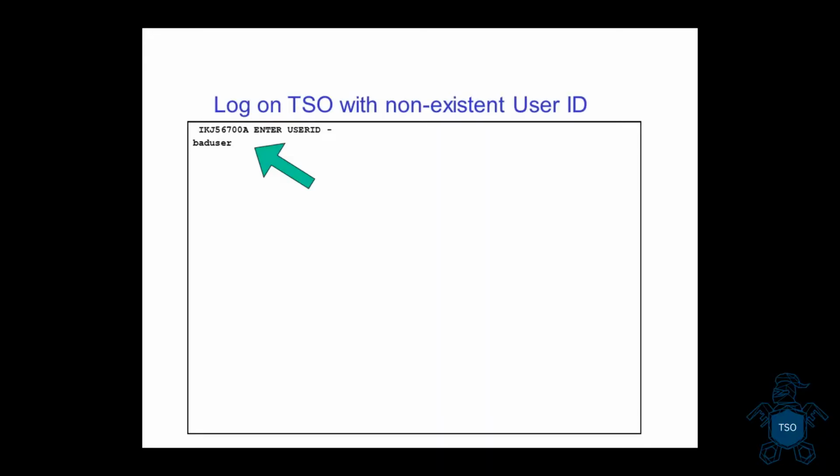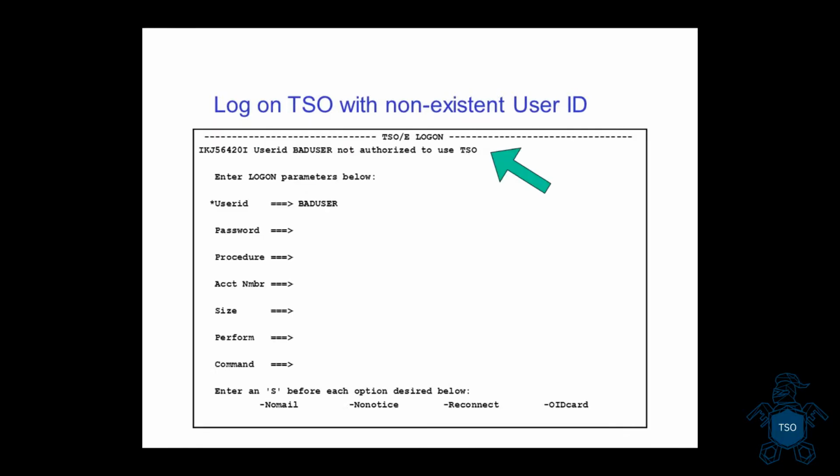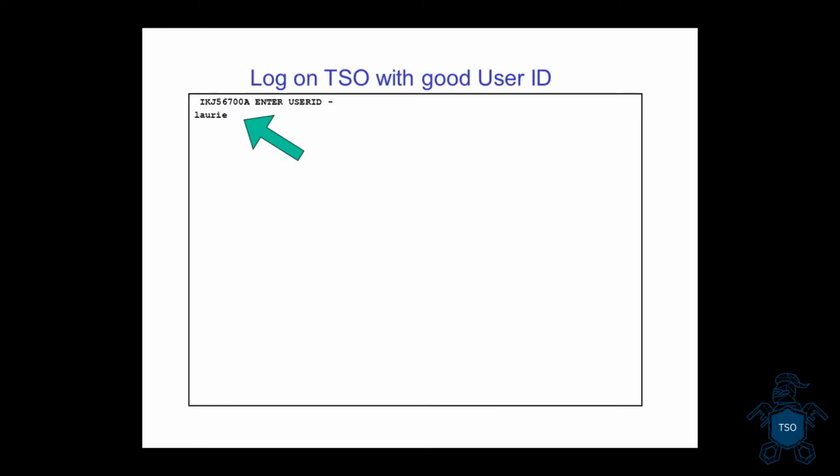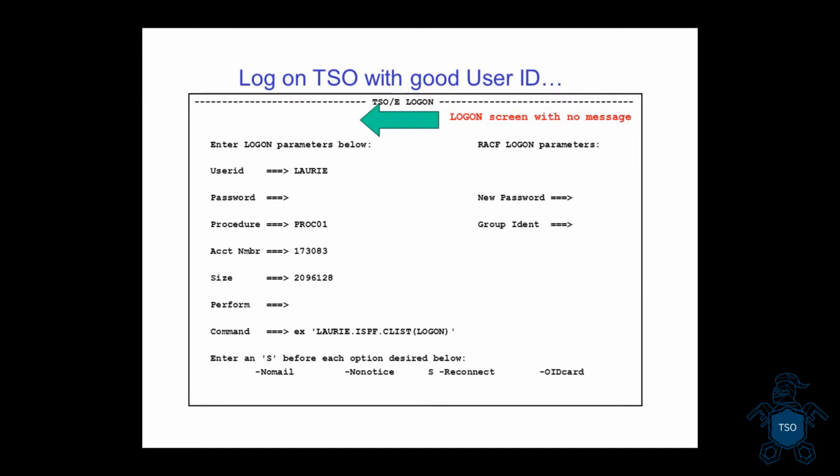If I try to log on to TSO with an invalid user ID, here's how it looks. At the logon message, I enter a bad user ID, and I get this message. If I try to log on to TSO with a valid user ID, something different happens. On my system, I get a logon screen where I can enter my password and fill in some other login information. On other systems, you may get a message which prompts you for a password. See the problem yet? Sure you do.